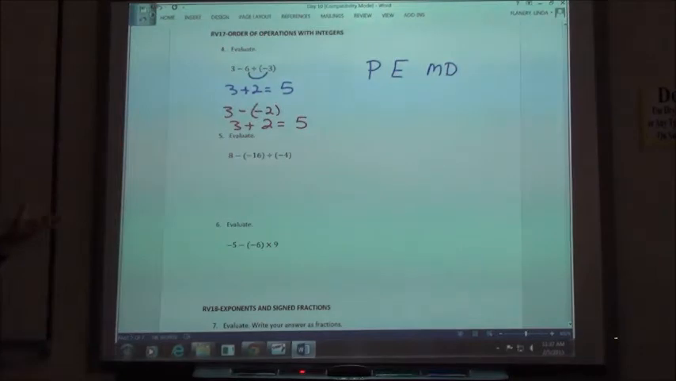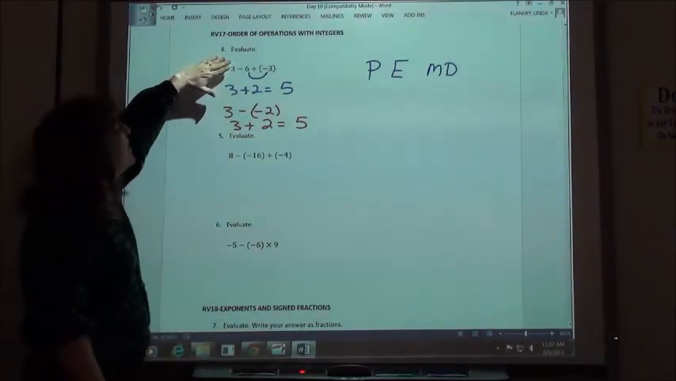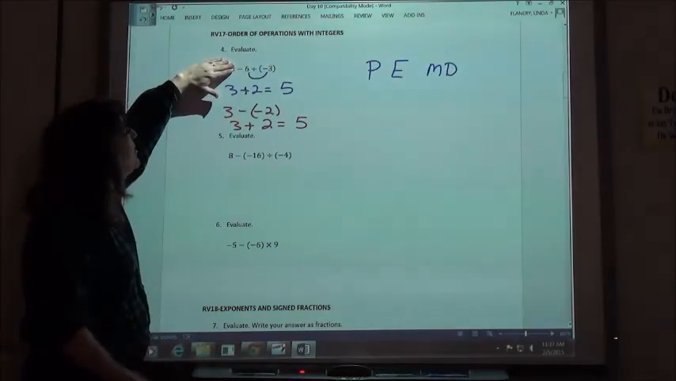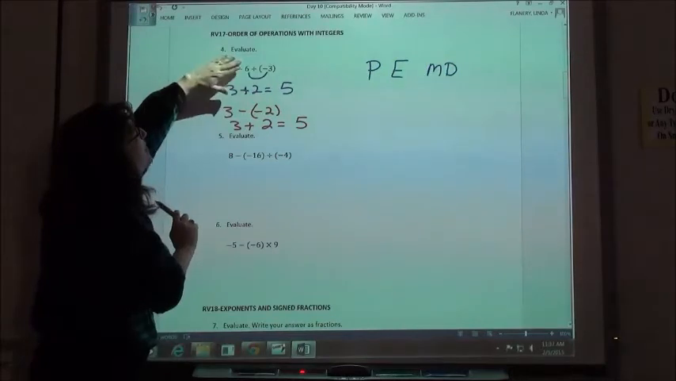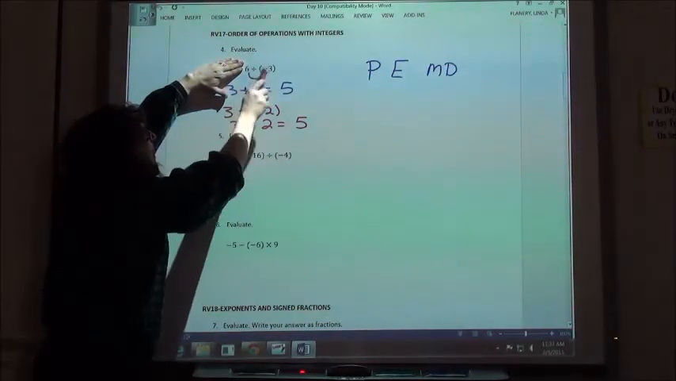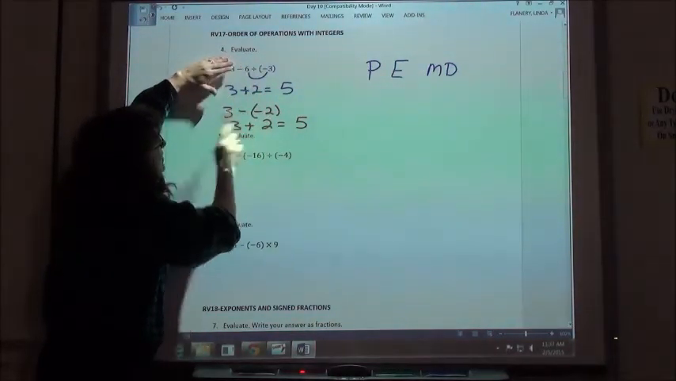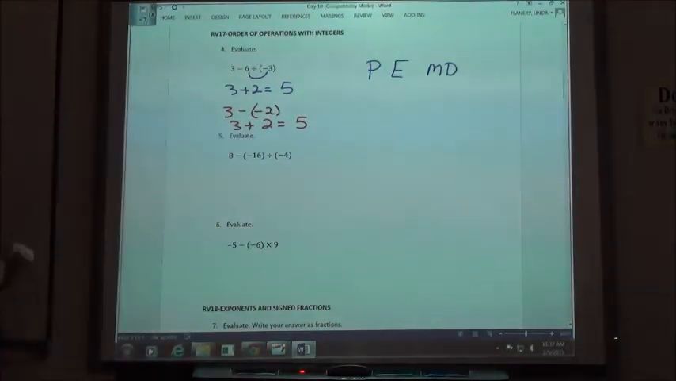So I get the same answer, I just have to be really careful with those signs. If I think of that as a negative 6, which is how I think of it, I'm doing a negative and a negative, it makes it positive. But if I don't think of the negative with the 6, I get a negative 2 with a minus sign in front, which then changes it to a positive again.